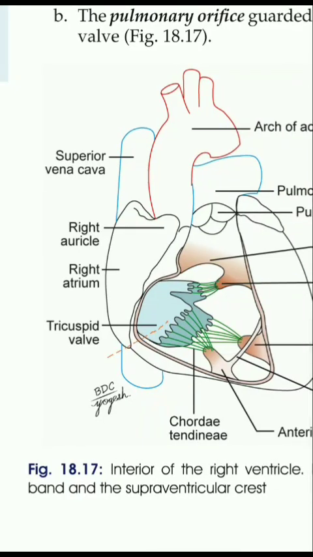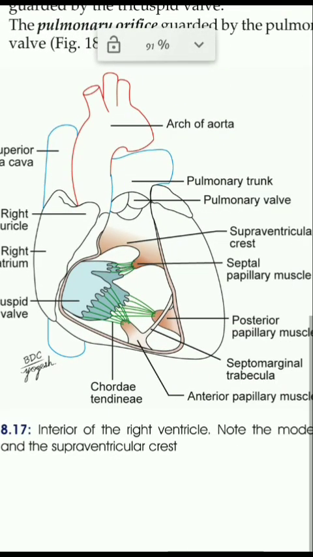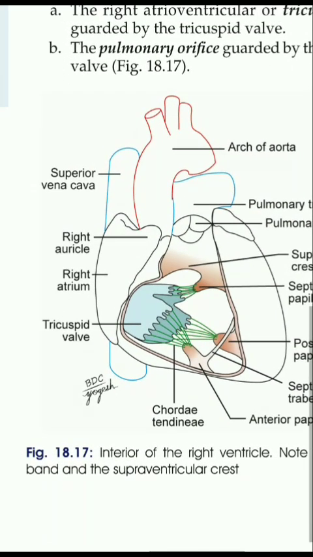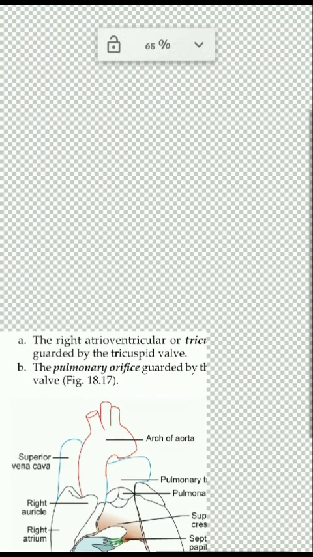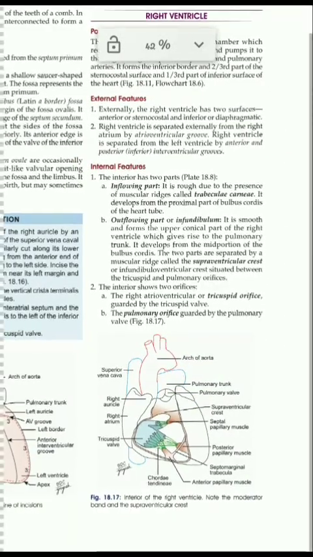There's a tricuspid valve, and we see the left side of the bicuspid valve. Okay, that is our right atrium, right auricle, and that is our superior vena cava. That's all the interior of the right ventricle.